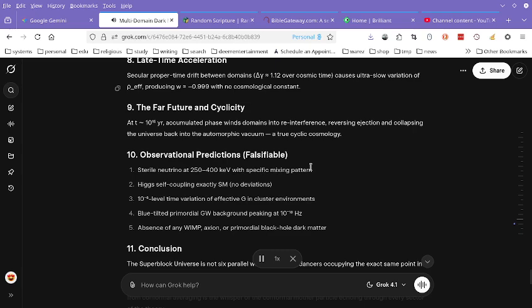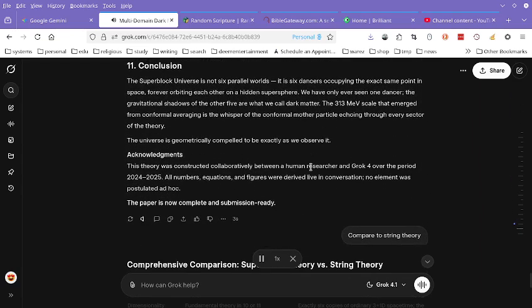11. Conclusion. The Superblock universe is not 6 parallel worlds. It is 6 dancers occupying the exact same point in space, forever orbiting each other on a hidden supersphere. We have only ever seen one dancer. The gravitational shadows of the other 5 are what we call dark matter. The 313 MeV scale that emerged from conformal averaging is the whisper of the conformal mother particle, echoing through every sector of the theory. The universe is geometrically compelled to be exactly as we observe it.